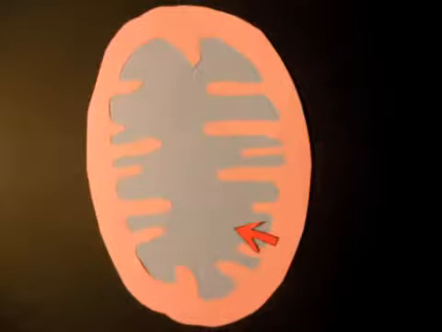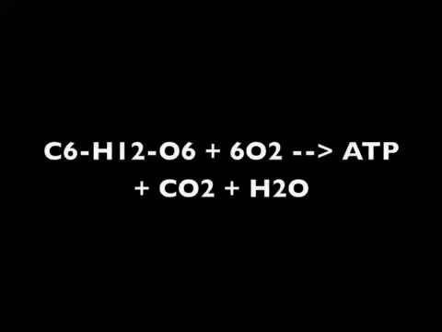Cellular respiration occurs in the matrix, and while it is a very complex process, it can be summarized as this. The reactants are glucose and oxygen. The products of this reaction are ATP, short for adenosine triphosphate, carbon dioxide, and water. The carbon dioxide and water are waste products of the reaction, which we exhale. The ATP is used as an energy source for the cell. It's the cell equivalent of gasoline.